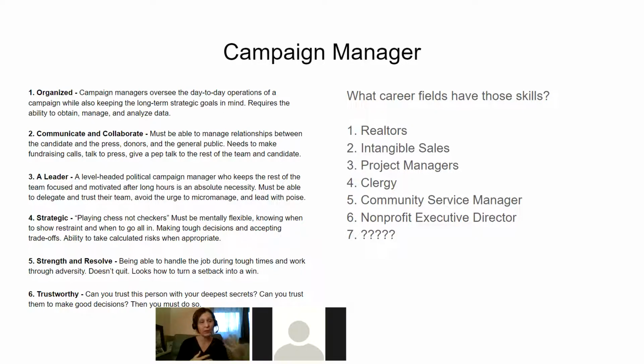They are used to working with volunteers. They are used to working with press. They're used to trying to get the message out there. They're used to fundraising. They have all of those skills. So you can see when you're looking for a campaign manager, if you find someone who is experienced, that's fantastic. If you're unable to find someone who is experienced in managing campaigns, these are your career fields that you look to.